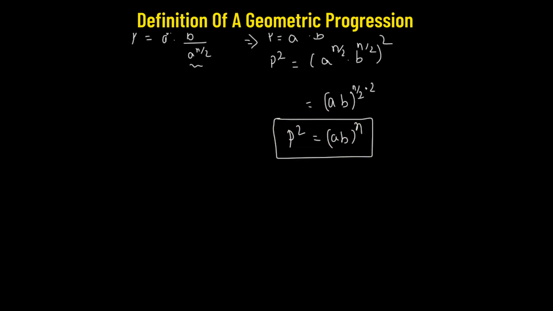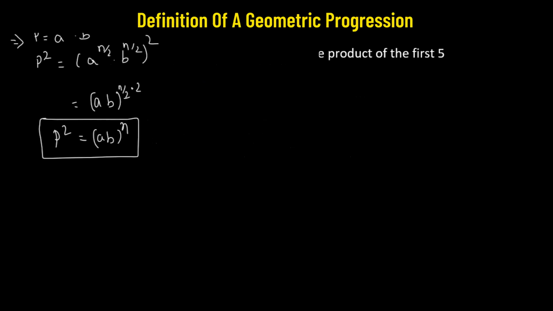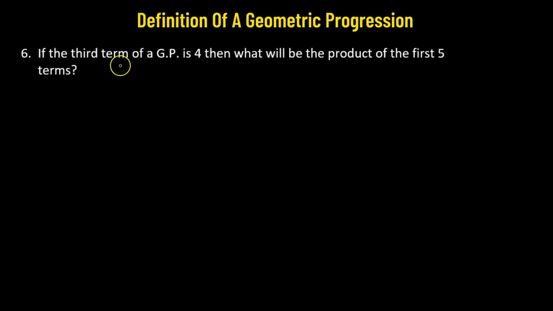Let's move on to the next problem. Problem number 6: it's given here that the third term of a geometric progression is 4. Then what will be the product of the first 5 terms?